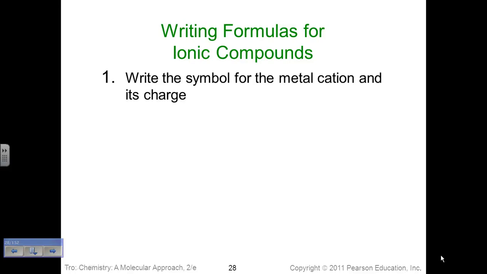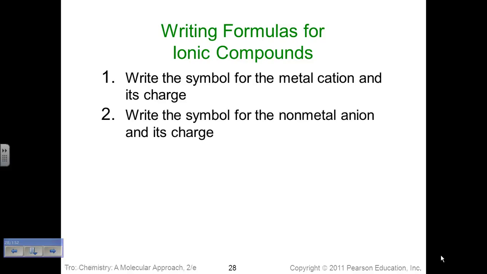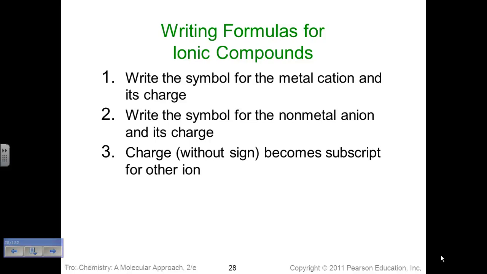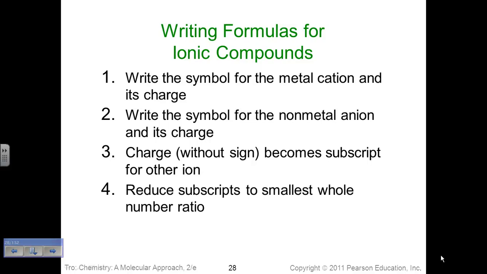When writing formulas for ionic compounds, always write the symbol for the metal cation with its charge first. The metal ions always go first. Then write the symbol for the nonmetal anion with its charge. The nonmetal will always be placed last. The charge without the sign becomes the subscript for the other ion. A general rule simply says crisscross the charges and those become your subscripts. Of course, reduce those subscripts to the smallest whole number ratio.